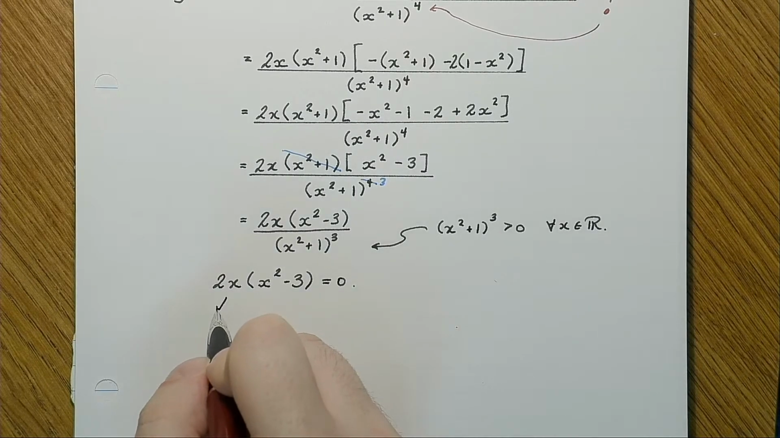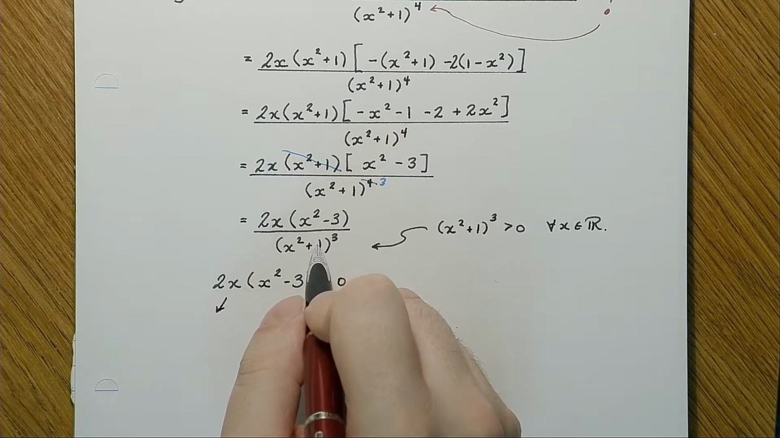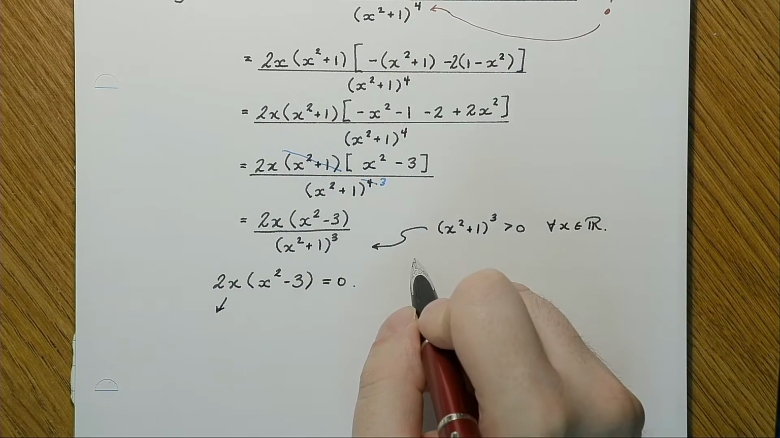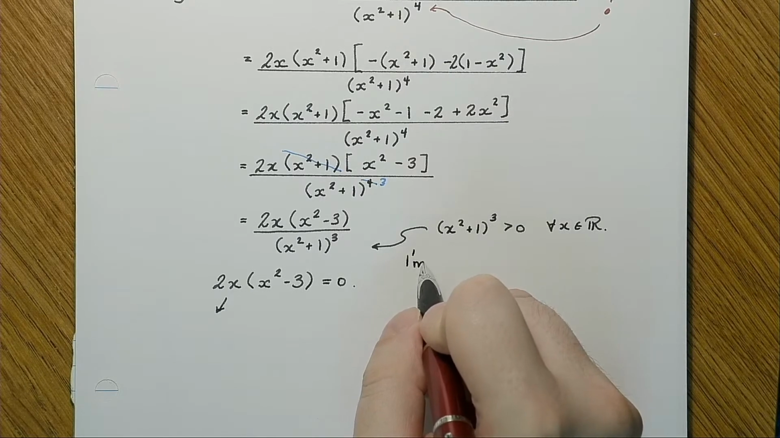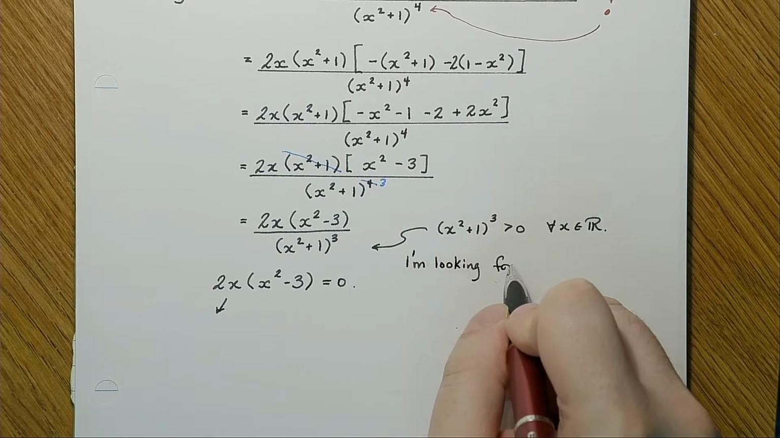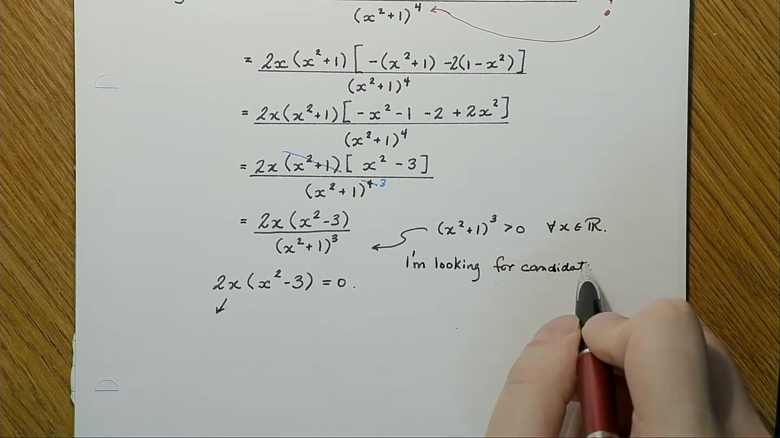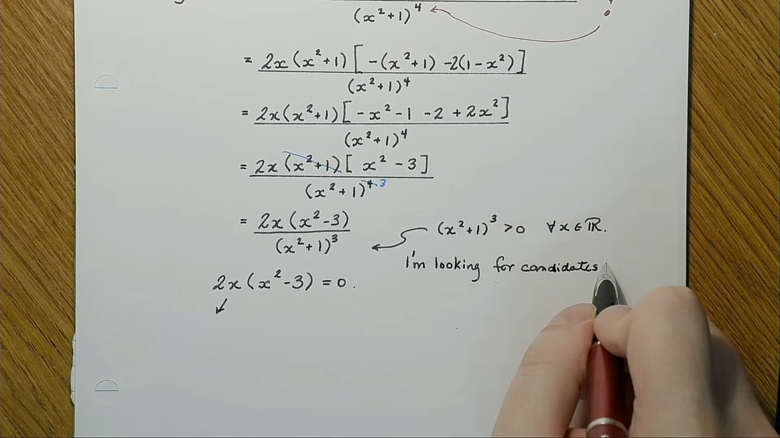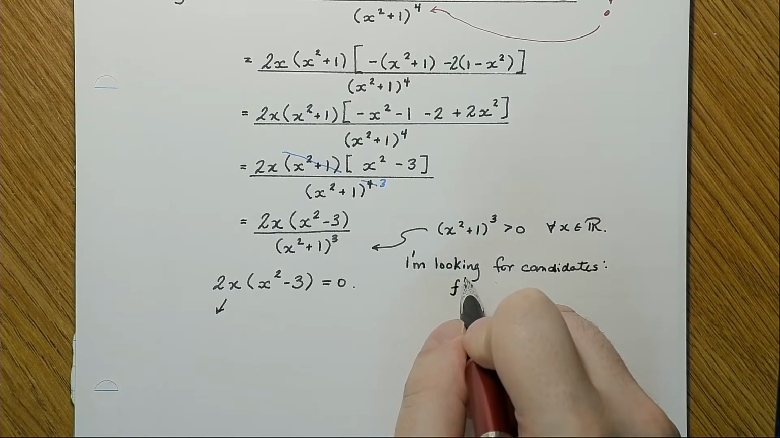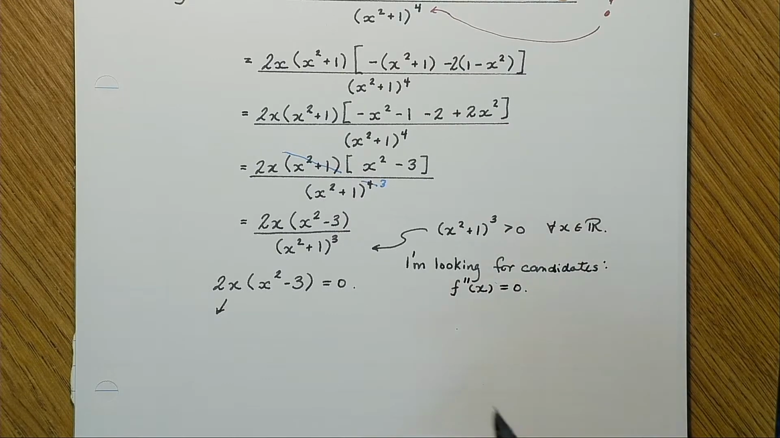Because again, I'm looking for candidates for where the points of inflection are. So I'm looking for candidates, not political candidates, these are different. It's where they're equal to 0.